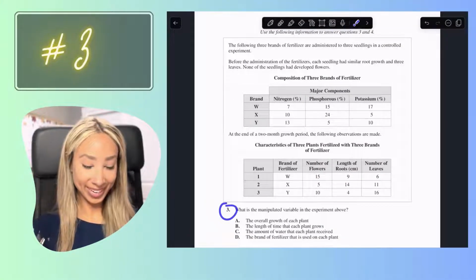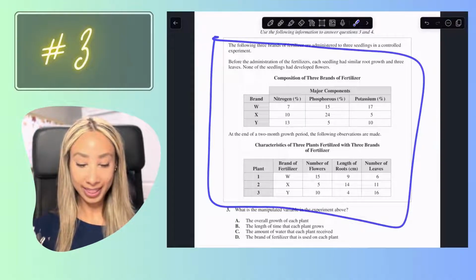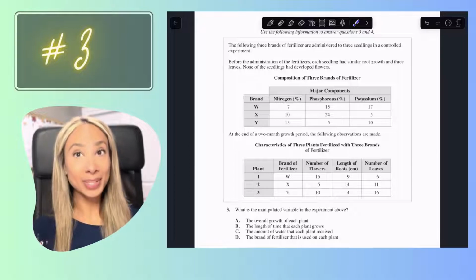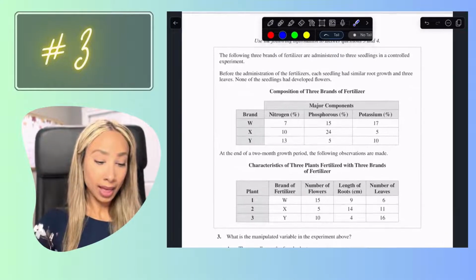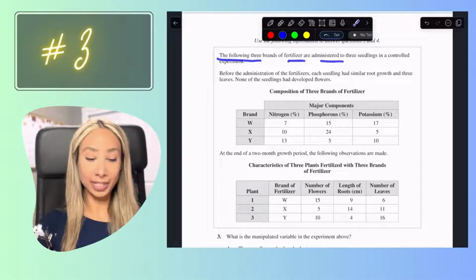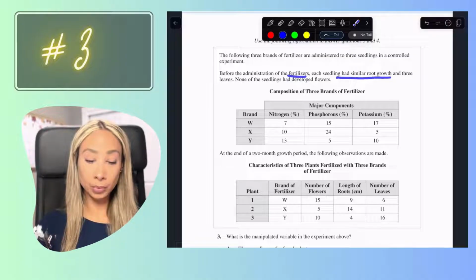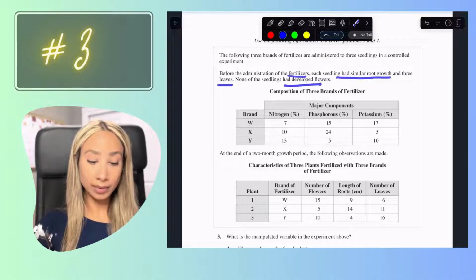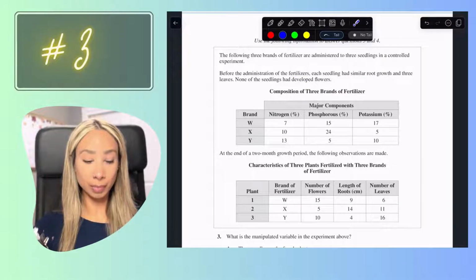Okay, number three here. So I'm going to go ahead and read out everything regarding this experiment, and then we can use that information to answer the next set of questions. The following 3 brands of fertilizers are administered to 3 seedlings in a controlled experiment. Before the administration of the fertilizers, each seedling had a similar root growth and 3 leaves. None of the seedlings had developed flowers. So that's going to be important for us to remember.